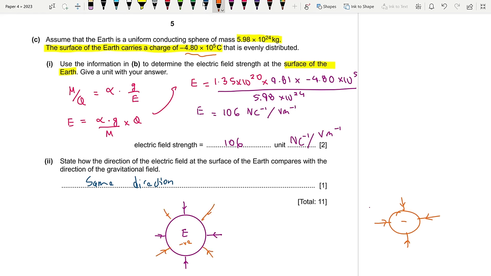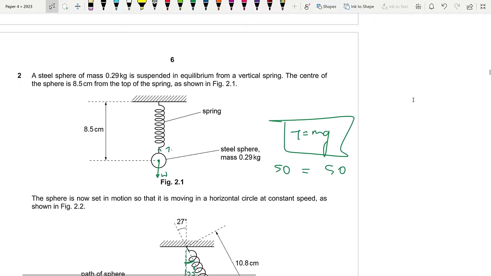So what is the direction of the electric field line and gravitational field line? They're in the same direction, that is inwards. That's why you have to say they have the same direction, okay? If it was a positive charge, it would be opposite. Moving on to question number two.